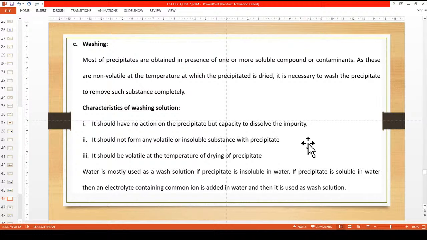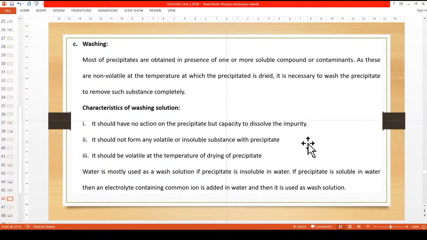आपको washing देने के लिए बोलते हैं. Why is washing necessary? This washing is necessary to remove soluble impurities. Okay, if you have some soluble, sometimes non-volatile impurities, then those can be removed using some particular solvent.